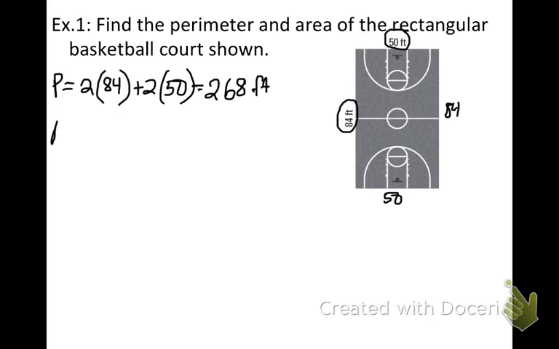And what's the area of the basketball court? That's going to be our 84 times 50, which is 4,200 feet squared, or squared feet.